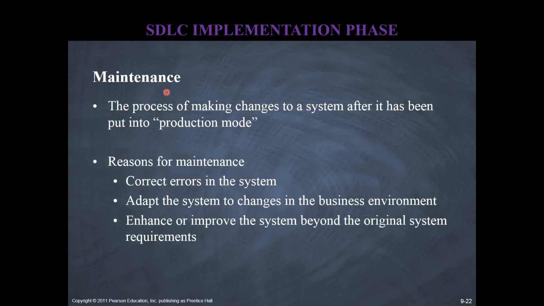Maintenance overlaps with and is related to operations. It's basically the process of making changes to a system after it has been put into operational or production mode. So what are the main goals of maintenance? First of all, correct errors, the kind of errors that were not spotted during the testing phase. Also adapt the system to changes in the business environment. The environment may change. Let's say there are new compliance standards, so those standards have to be accommodated. And overall, you can enhance or improve the system beyond the original system requirements. So those are the goals of the maintenance stage.